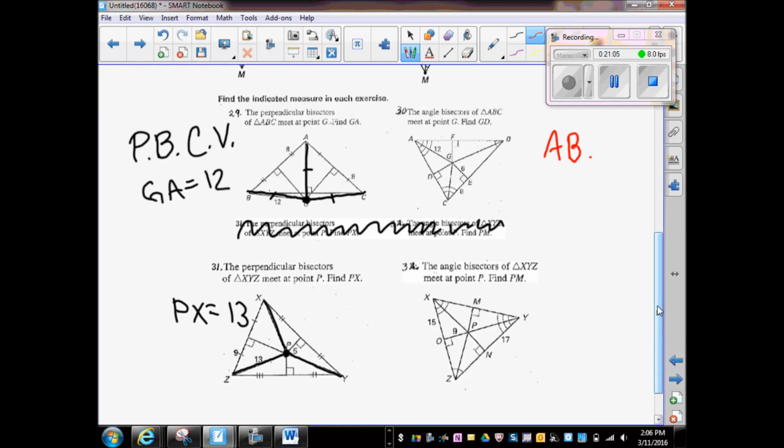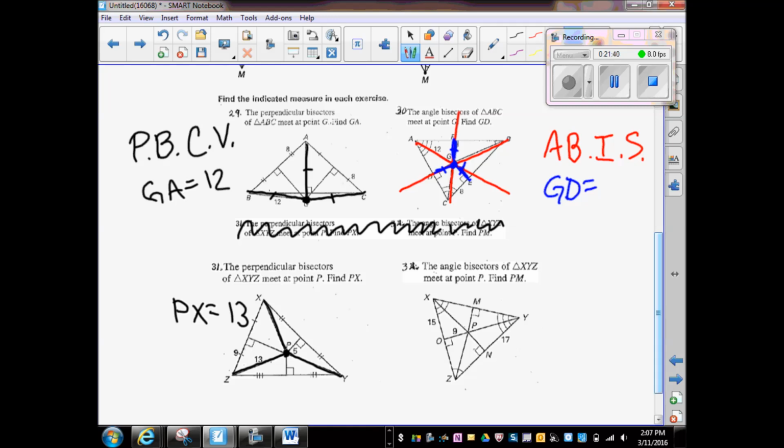Alright, angle bisectors intersect at the incenter. And our incenter is equidistant from what? The sides. So here are my angle bisectors. They are concurrent at the incenter. And my incenter is equidistant from my sides. So that means that GD is equal to.